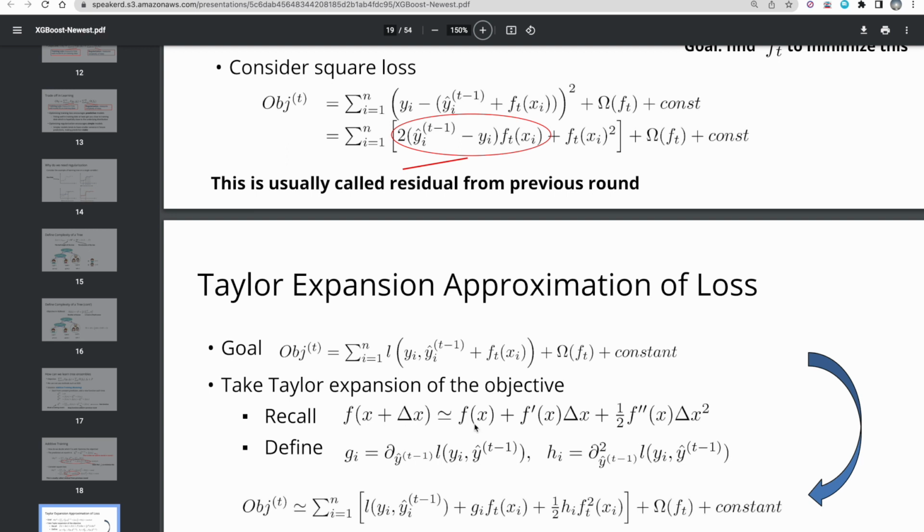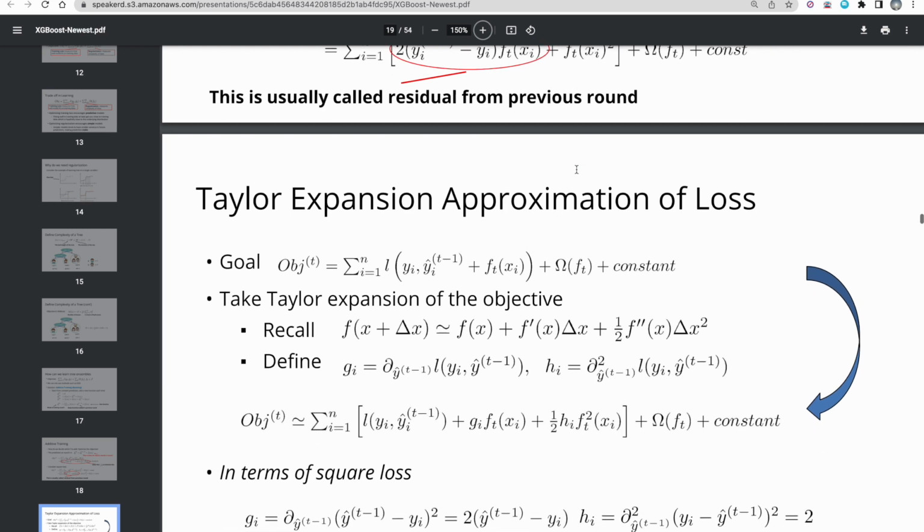So in a nutshell, with this Taylor series approximation, we calculate what this will be, and when you solve it using Taylor series, what you get over here is this. Now this term, if you see, is nothing but the residual from the previous round, f_t(x_i) and y_i^(t-1) minus y_i, right? This is the pseudo residual into this. This is what it is.